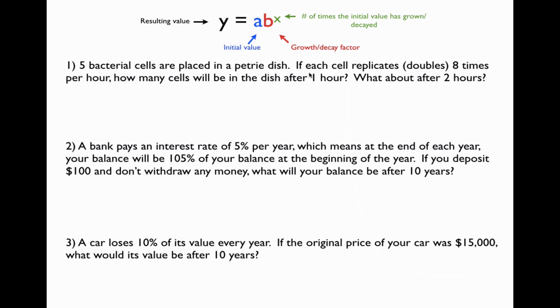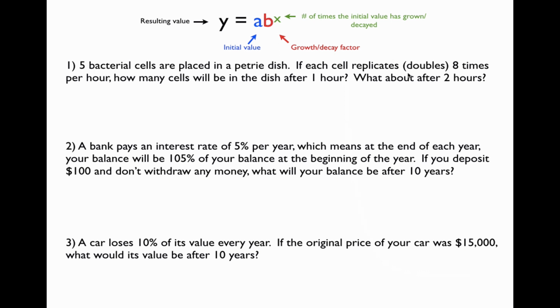What we need to do is identify the different parts of the function. In this case, if we want an output, we're going to need an initial value, a growth or decay factor, and the number of times that we've grown or decayed. Here we have an initial value of 5 bacterial cells. So we're going to put 5 where A is. Each cell replicates or doubles. It looks like we're multiplying by 2, so that's going to be our growth factor.